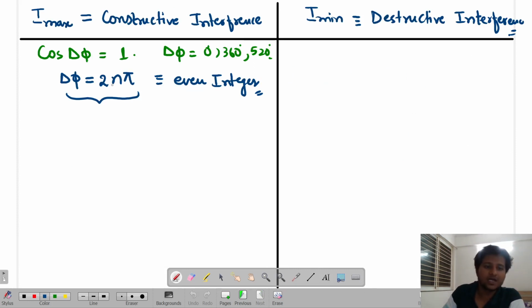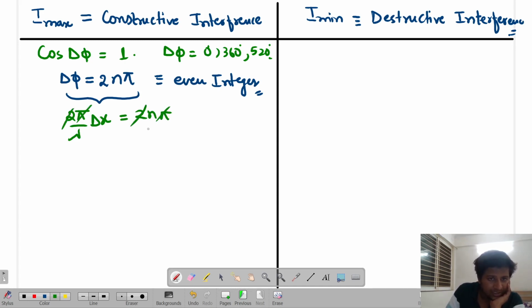अब ध्यान से देखो, तो डेल्टा फाई इज इक्वल टू 2n पाई प्रोवाइड्स अस कंस्ट्रक्टिव इंटरफेरेंस. कैसा इंटरफेरेंस प्रोवाइड करेगा? इसका मतलब क्या हुआ, डेल्टा फाई की तो वैल्यू 2 पाई बाय लैम्डा होती है इनटू डेल्टा एक्स होती है, दैट इज इक्वल टू 2n पाई. सो 2 2 कैंसिल, पाई पाई कैंसिल, दैट मींस डेल्टा एक्स इज इक्वल टू n लैम्डा.